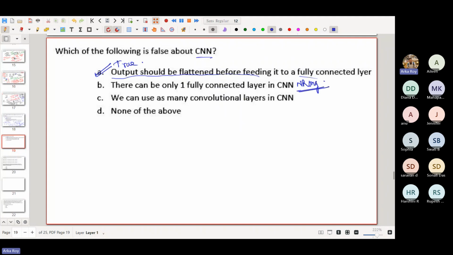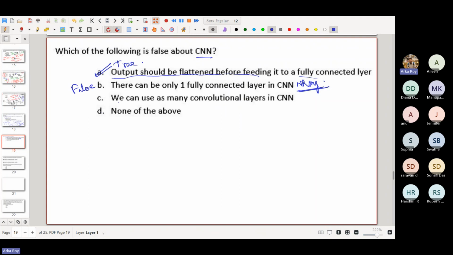Because you have seen in my previous lecture that while doing the VNet architecture, we used 2 dense layers. So that means there is no hard and fast rule which states that there will be one fully connected layer. So this is wrong. You can use as many fully connected layers as you want, but you can increase the possibility of vanishing gradient. But there is no hard and fast rule that you have to apply only a single fully connected layer. So this is false.